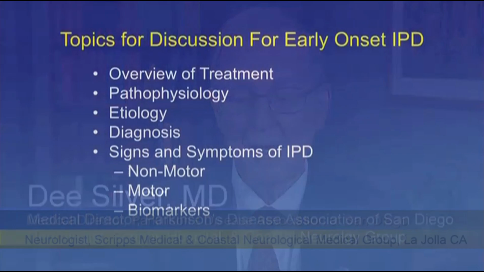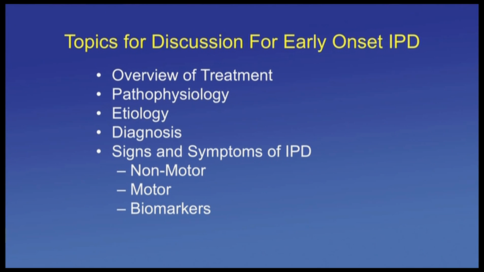Today I'll be informing you about understanding early onset idiopathic Parkinson's disease, which we refer to as IPD, and its diagnosis. We're going to talk about the overview of treatment, the pathophysiology, and pathophysiology means the pathology that's in the brain and the physiology that's involved. We're going to talk about etiology, which means how does this disease come about? What makes this disease happen?